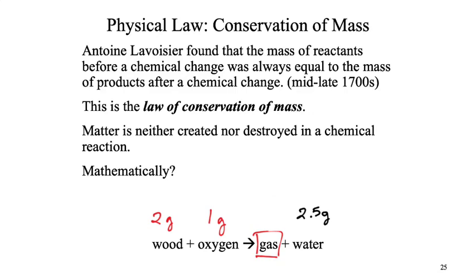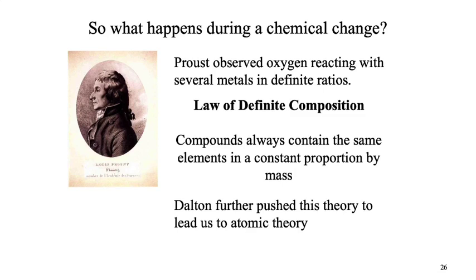Okay? So, during a chemical change, some things happen. Proust went through and observed, don't worry about scientists' names, and came up with this thing called the law of definite composition. So compounds always contain the same elements in a constant proportion by mass. Which means when I look at water, what is the mass of hydrogen in water?